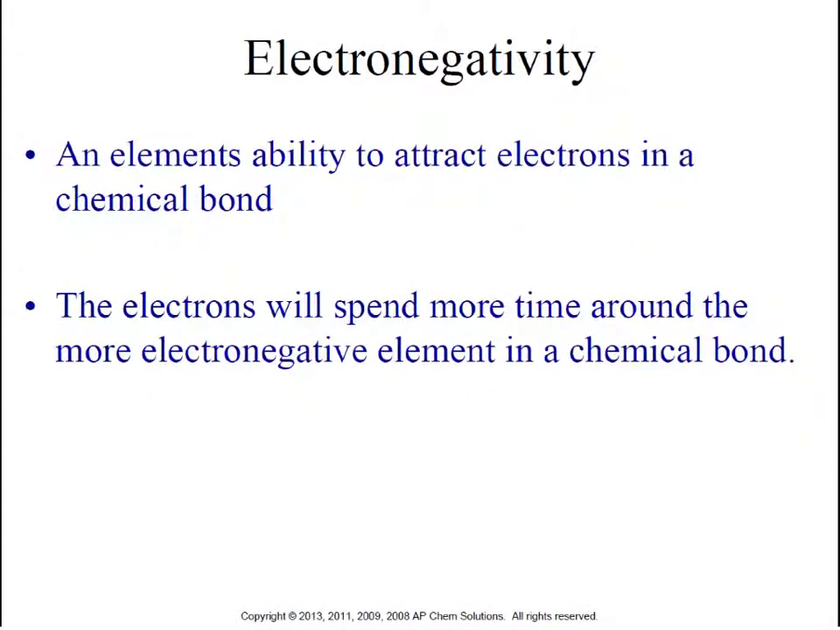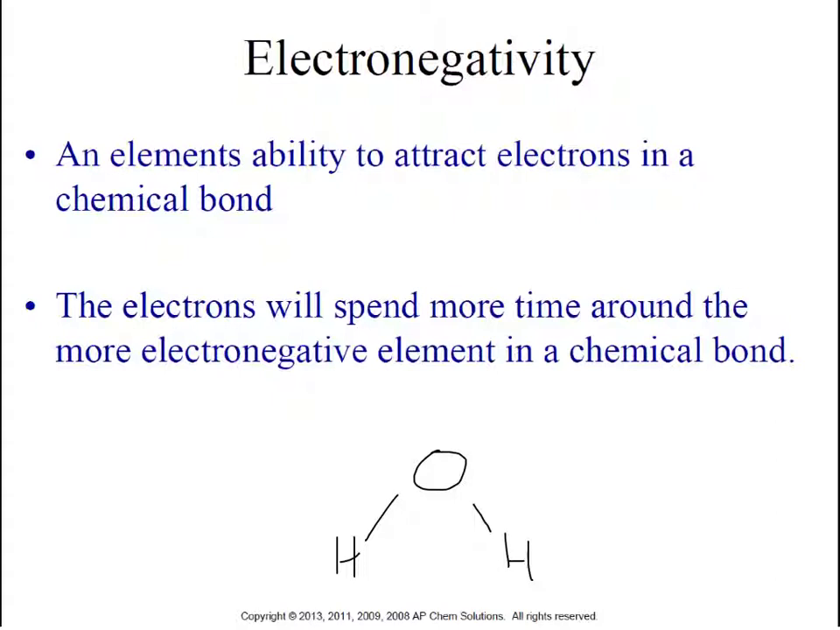And the last periodic trend is electronegativity. Electronegativity is the element's ability to attract electrons in a chemical bond. So when we talk about water, for example, hydrogen and oxygen are supposed to be sharing 2 electrons each. That's what this line right here represents: 2 electrons that are shared between this hydrogen and this oxygen, and 2 electrons shared between this oxygen and that hydrogen.